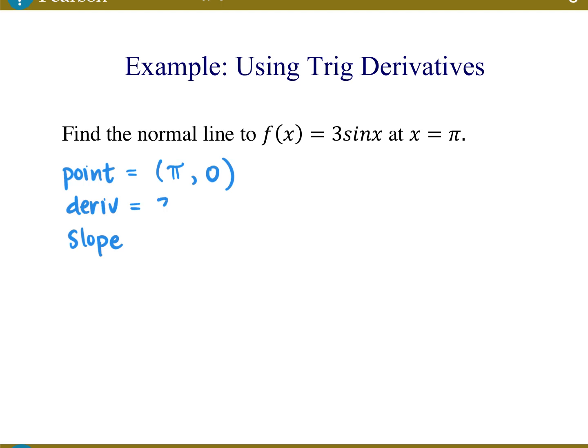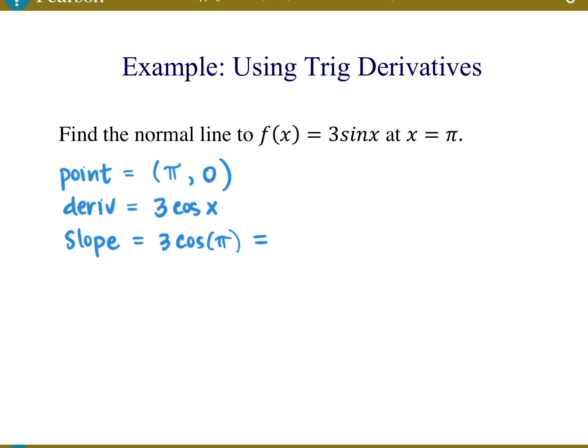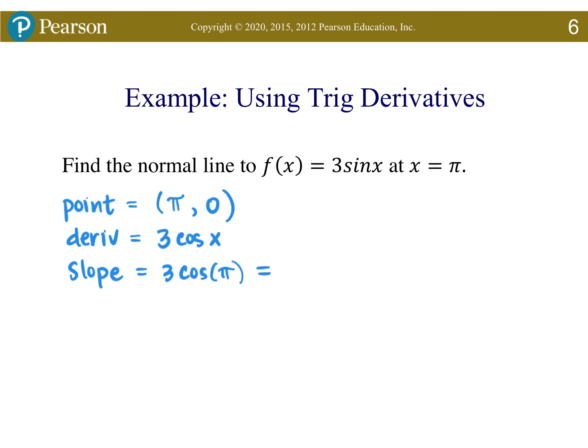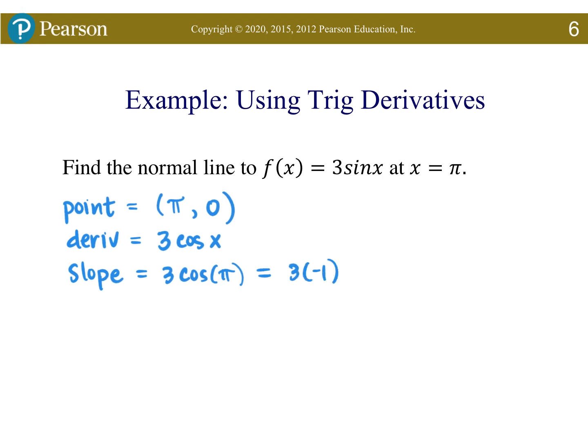Well, we know that 3 is a coefficient, so 3 is just 3. It just stays there because it's a coefficient, and the derivative of sine x is cosine x. So the slope is going to be 3 times whatever the cosine of pi is. Shoot, what's the cosine of pi? Either you're doing a unit circle in your head, or you're doing a wave in your head, but somehow you got to come up with the cosine of pi. What is the cosine of pi? -1. So this is 3 times -1, so -3.